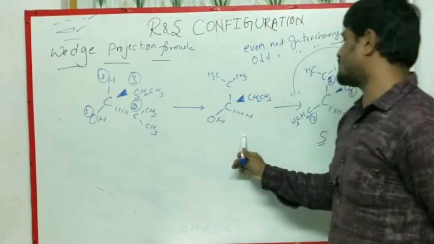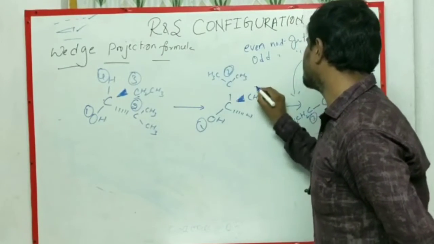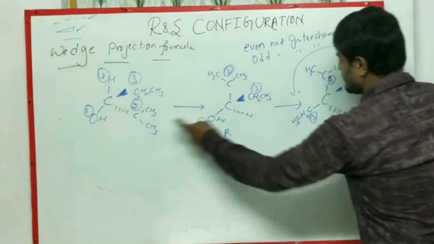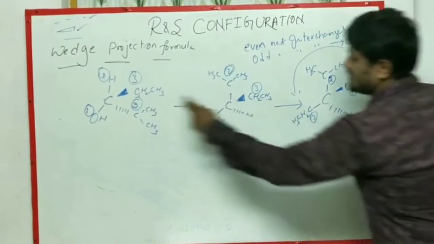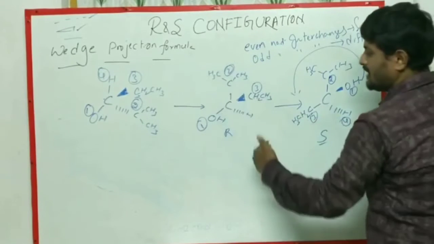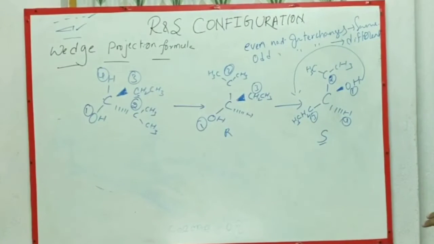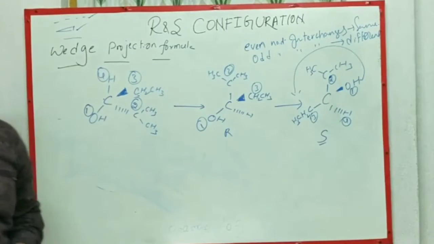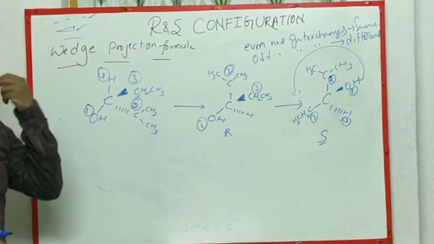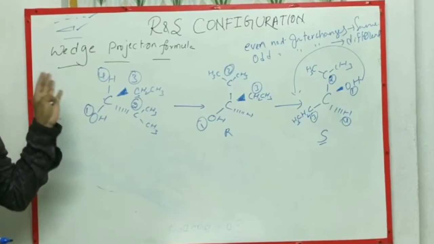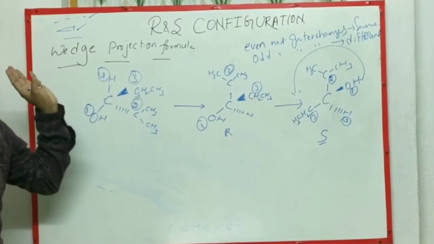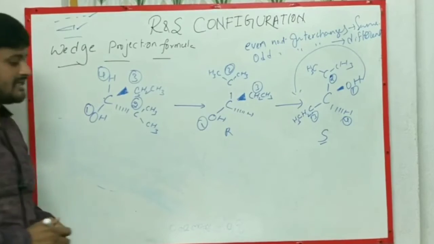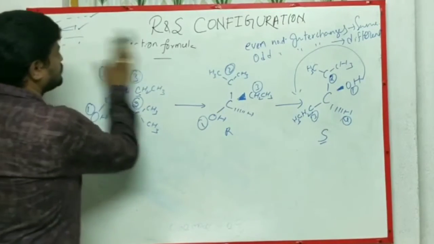This is the first interchange. The priority is 1, this is 2, this is 3. 1, 2, 3 is R configuration. Here double interchange means this molecule, this configuration is the same. In case of odd interchange, a different configuration is observed. Okay, clear? This is the RS configuration of wedge projection formula. Any type of molecule is given, you can use these methods. Are you clear? Okay, in wedge projection formula there are three cases.